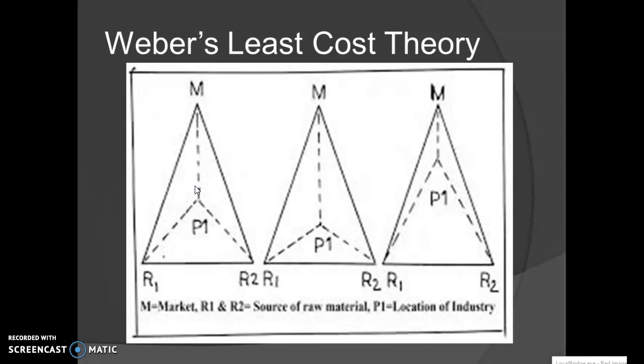So what Weber puts into his theory are two additional scenarios, one with a weight gaining industry and a weight losing industry. If we're looking at a weight gaining industry, that means that you have raw materials that you put together, and the end product is actually heavier than the raw materials itself. That's weight gaining. That's this one here over on the far right.